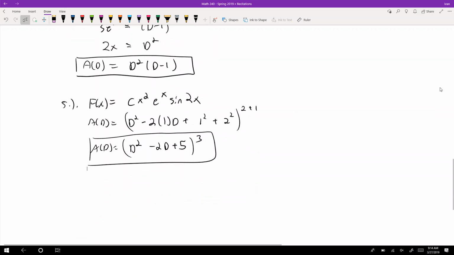Okay, so in general then, what are my annihilators? If I have f of x on the left-hand side, then I have some kind of annihilator. Let's say my f of x was cx to the k. Can anyone guess what the annihilator on that's going to be? D minus k. Not quite. Oh, x. D to the k plus 1.